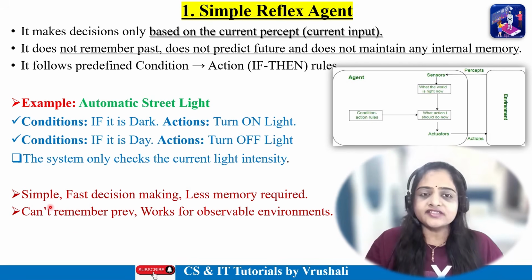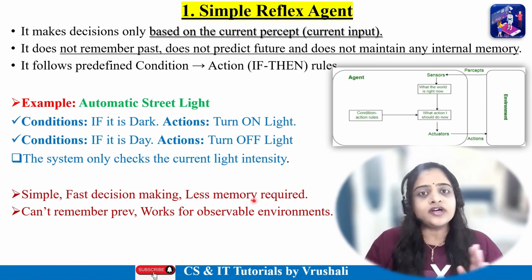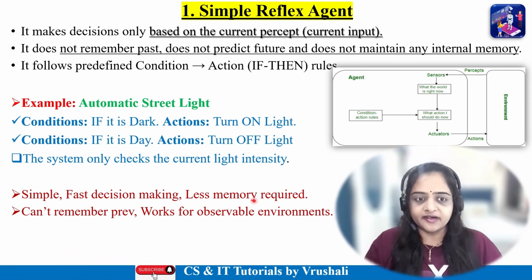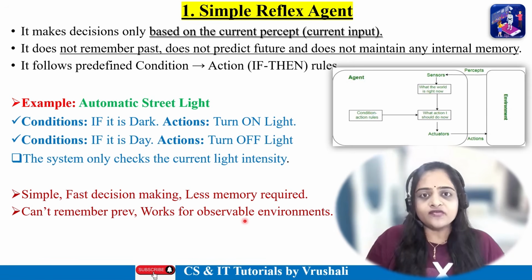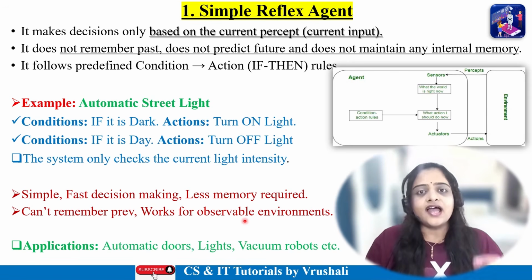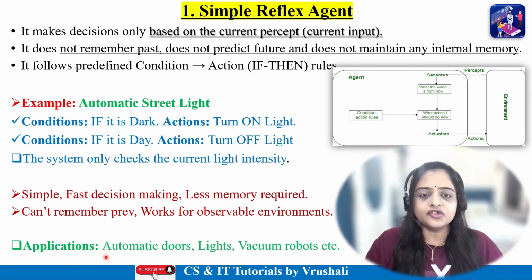So basically it is very simple, with fast decision making power, and less memory is required because they can't store previous and future data. Also, they work for observable environments. They observe the current environment status. This simple reflex agent is majorly used in automatic doors, street lights, home appliances, vacuum robots, etc., where they work on current input only.